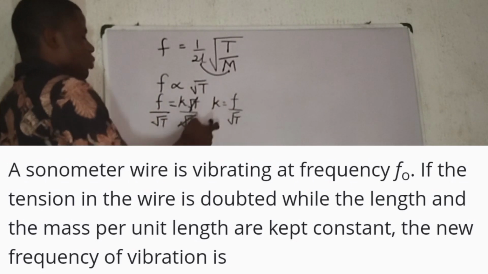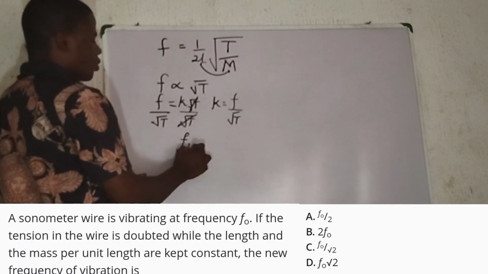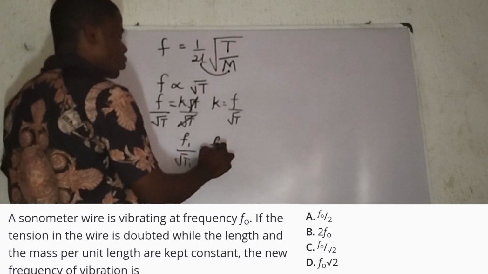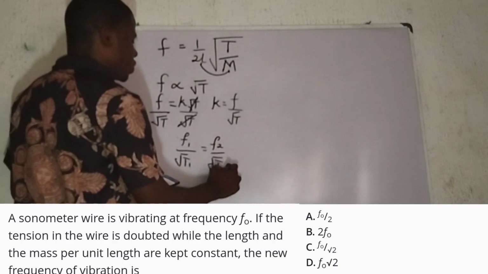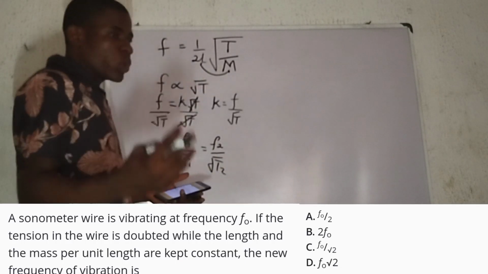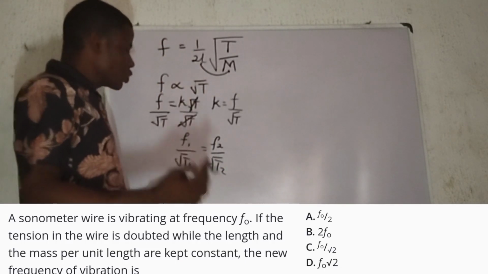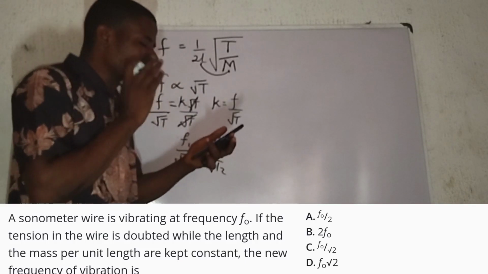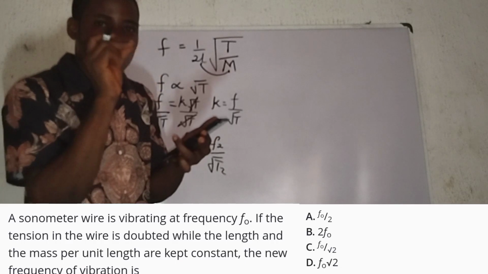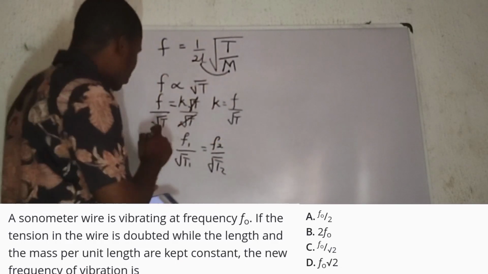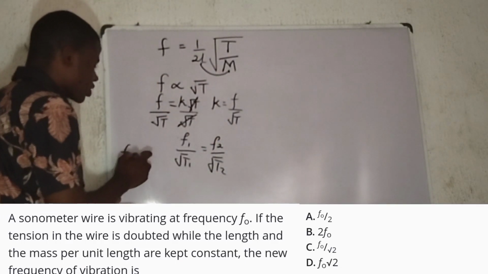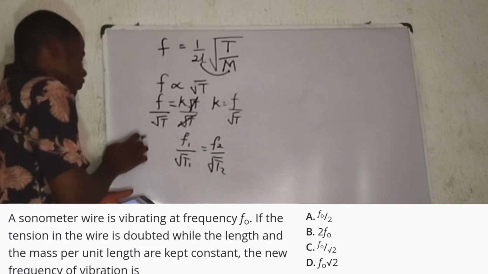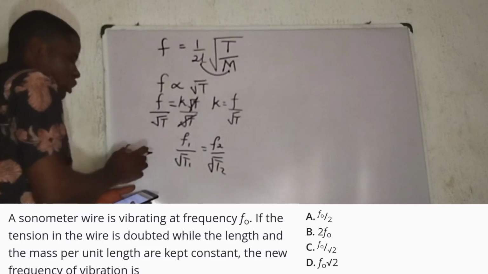Now if we have something like this, we can say that F1 over square root of T1 equals F2 over square root of T2 equals F3 over square root of T3, and it keeps going like that, but we have to stop here. Let's go back. A sonometer wire is vibrating at frequency F0, so F1 equals F0, the first frequency.